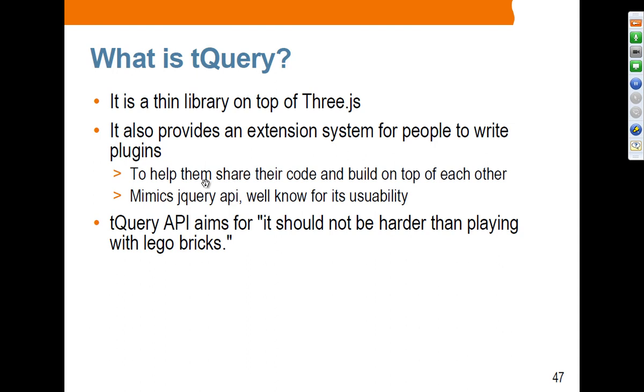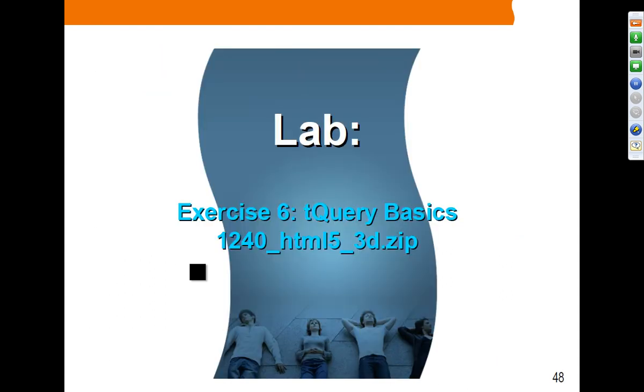It helps people share their code and build on top of each other, and it mimics the jQuery API, which is well known for its usability. So it's basically trying to simulate the plugin system of jQuery. There are a lot of, let's say, game related plugins that you can use right away in your tQuery application. The tQuery API aims to be no harder than playing with Lego blocks. Again, with a plugin system, you can just assemble the blocks, in this case plugins, to write your graphics application. All right, so let's see exercise 6.